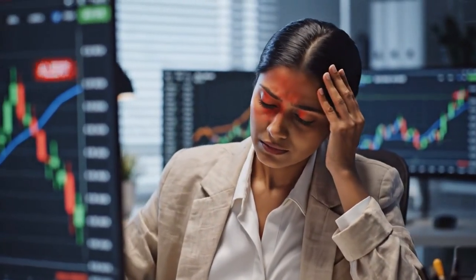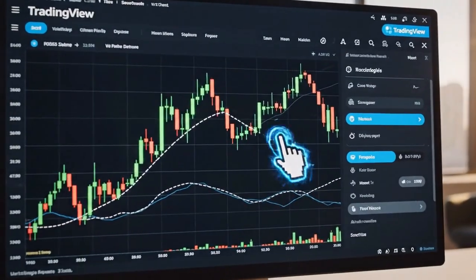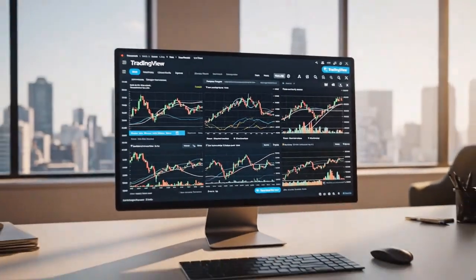Switching between platforms, indicators all over the place, you're losing focus instead of clarity. You know the moment. The breakout signs were there, but you didn't act in time. Enter TradingView, the charting platform built for fast, flexible market analysis.